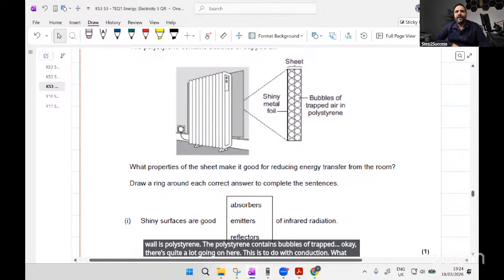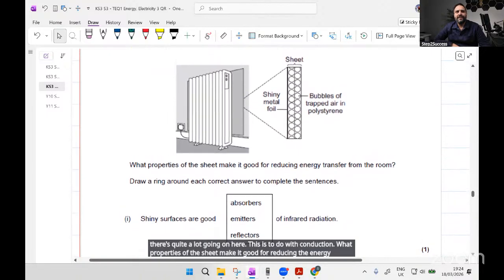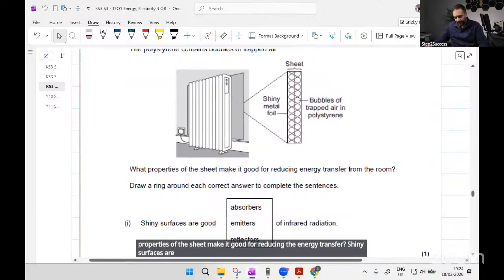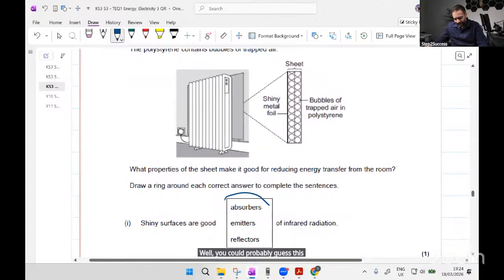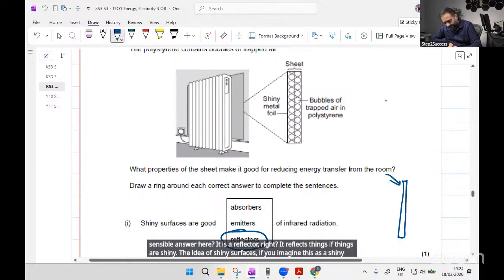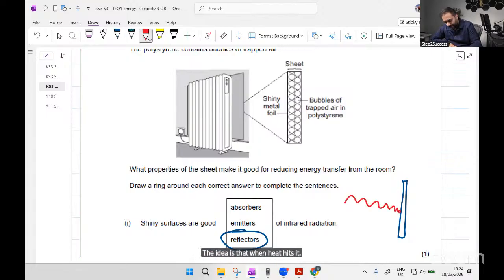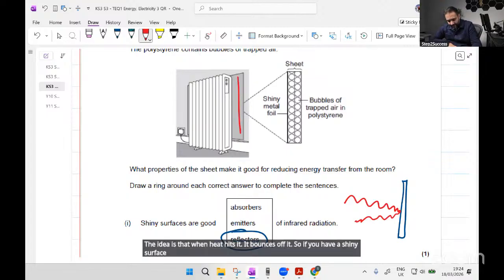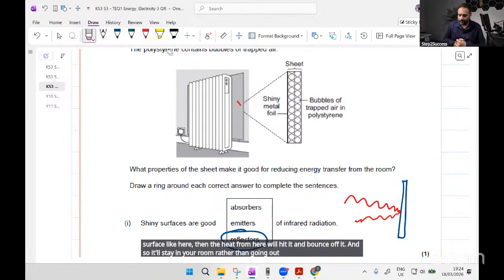What properties of the sheet make it good for reducing the energy transfer? Shiny surfaces are good. Well, you can probably guess this. If something is shiny, what's the best sensible answer here? It is a reflector, right? It reflects things if things are shiny. The idea is that when heat hits a shiny surface, it bounces off it. So the heat from the room will hit it and bounce off it, and so it'll stay in your room rather than going out of your room. So it keeps your room warmer for longer.